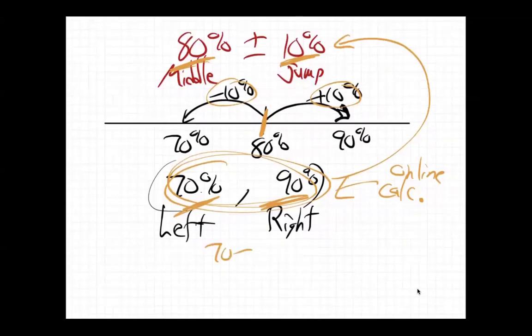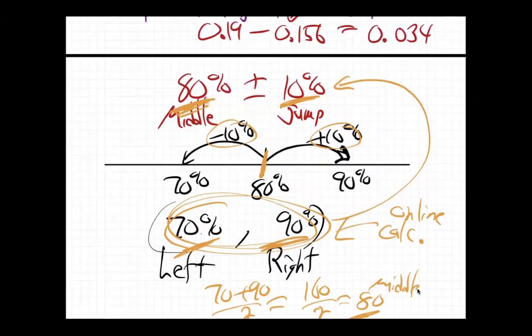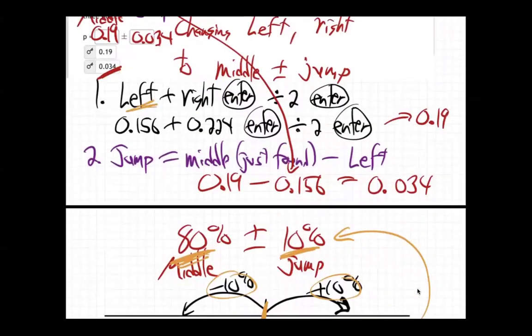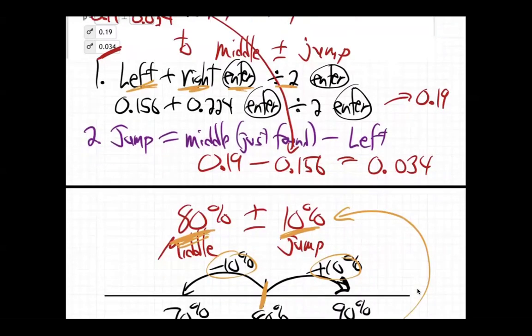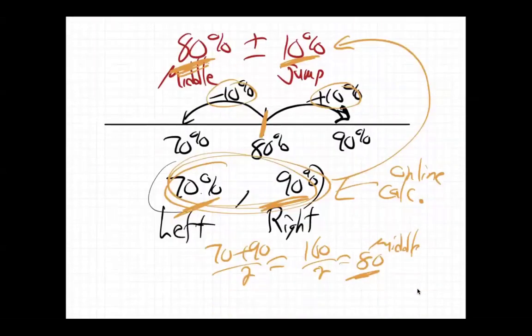Well, you would have to add them and divide by 2. That's how you find the middle of two numbers, which would be 160 over 2, which would be 80. 80 is the middle of 70 and 90. Of course it is. And that gives you the middle number. That's what the formula said, right? Add the left and the right and then divide by 2. And then how do you find the jump? Well, the jump is just how far it is from the middle back to the low number, right? Or you could go from the high to the middle.